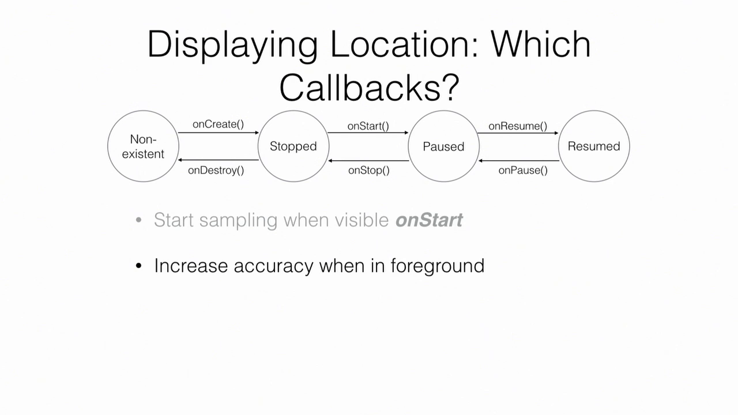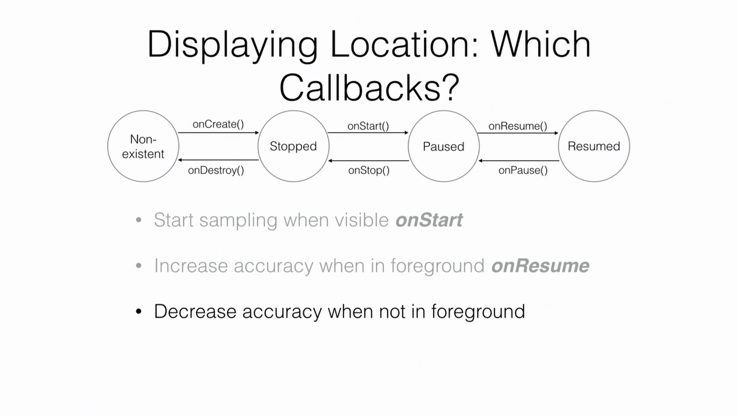I want to increase the accuracy of my location sampling when my activity is in the foreground, when the user is interacting with my map. When would I want to do that increase in either sampling rate or use some other radio? On resume. Okay. When would I want to decrease the accuracy when my application is not in the foreground?